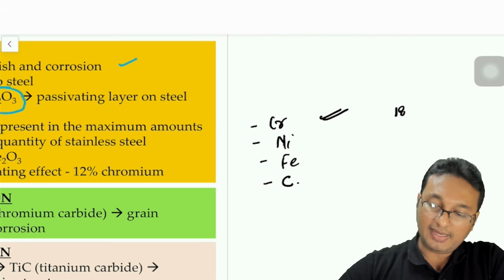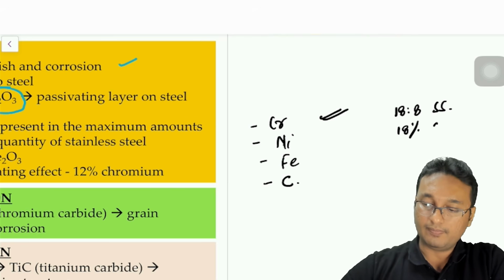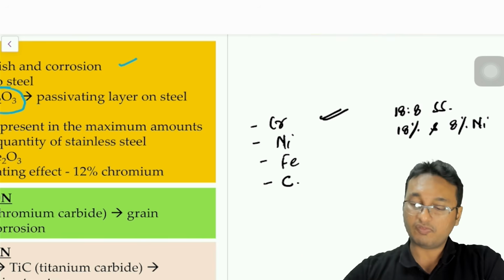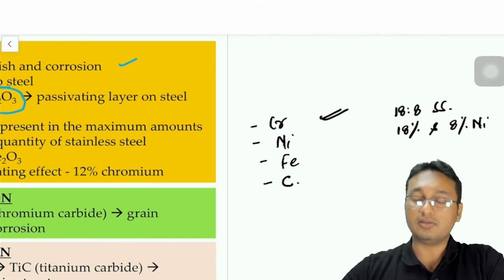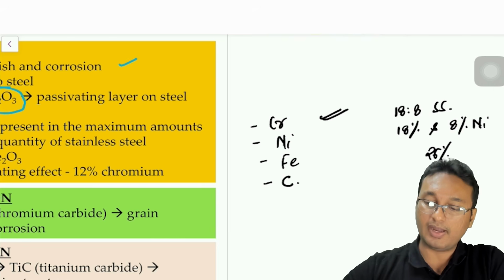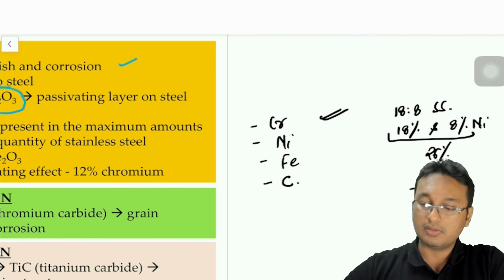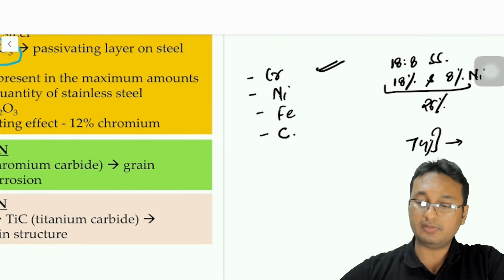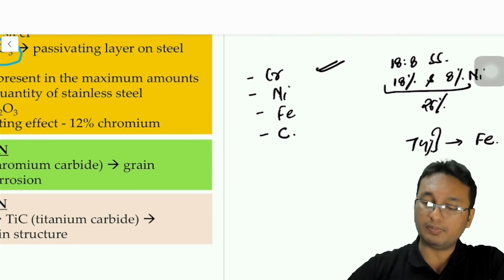It's always 18:8 stainless steel, 18% chromium and 8% nickel. But what about the rest? Okay, fine. Chromium is more than nickel. 18 plus 8, it's only 26% combined. Right, but what about 74%? 74% is made up of iron and just 0.1 to 0.2% of carbon.